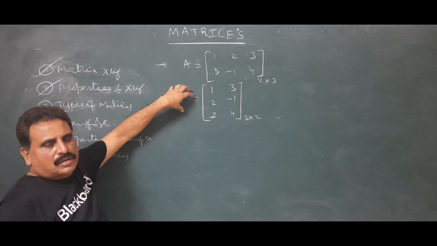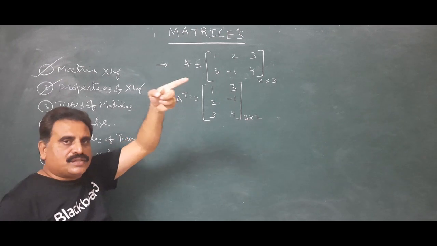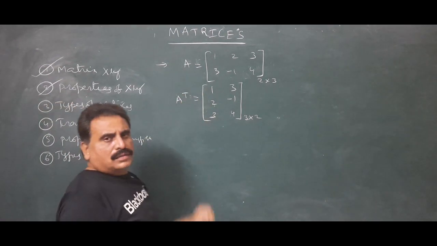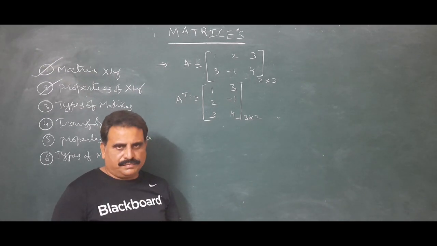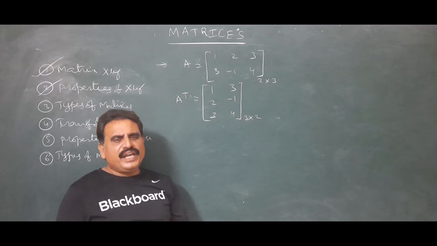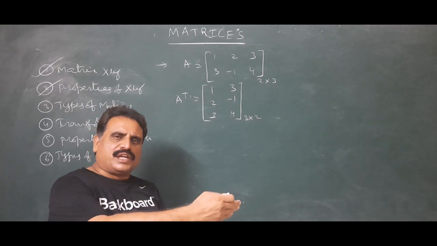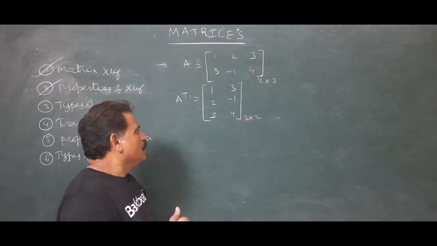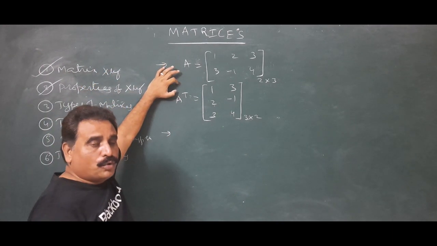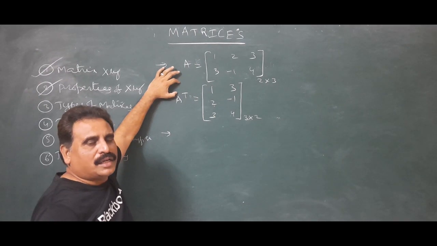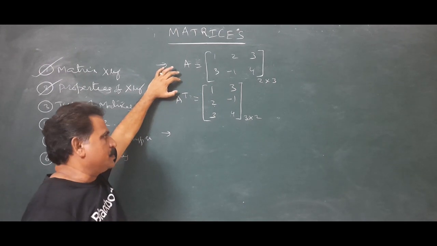This matrix is called the transpose of A, denoted by A power T or A dash. Also, if A is an m by n matrix, then A transpose is an n by m matrix. A into A transpose is a square matrix. A is m by n, A transpose is n by m, so the product is m by m. So A into A transpose and A transpose into A, both are square matrices, whatever the order of A may be, either rectangle or square matrix.